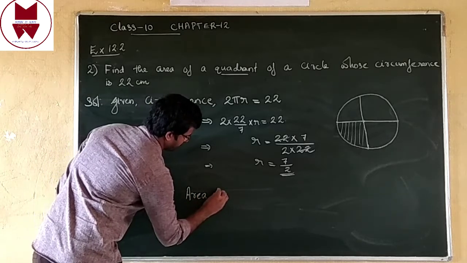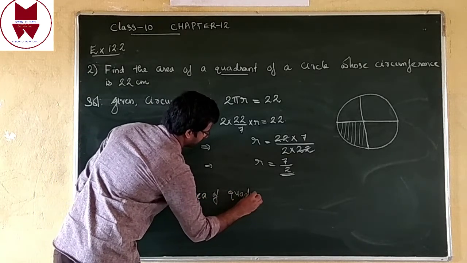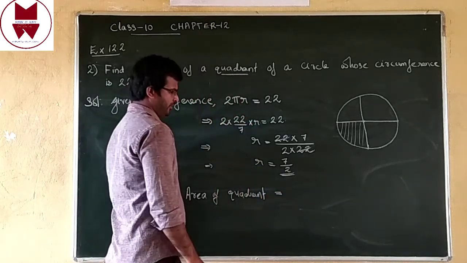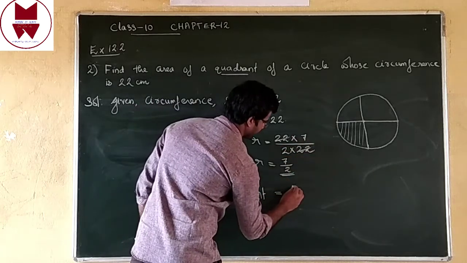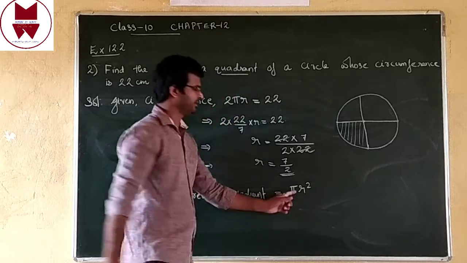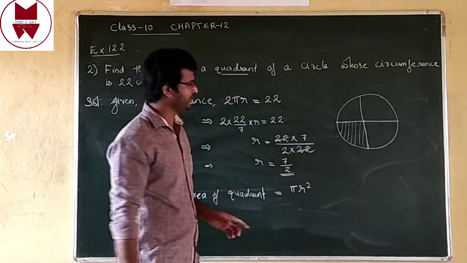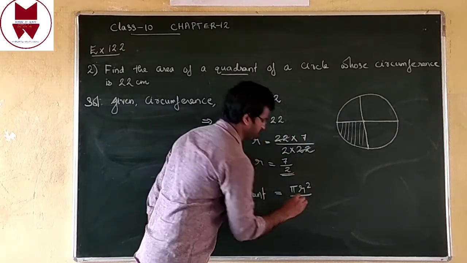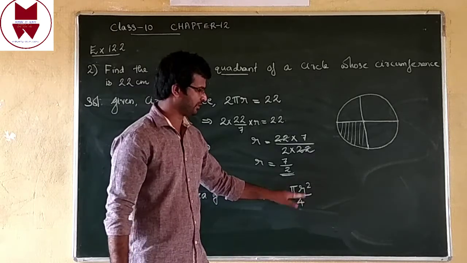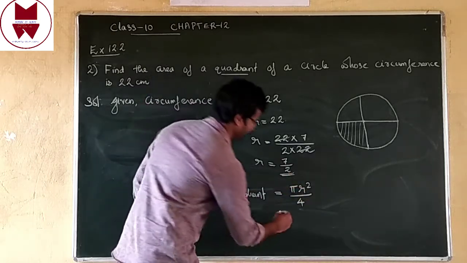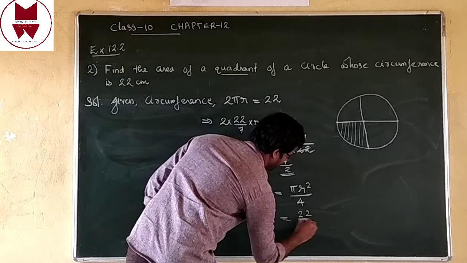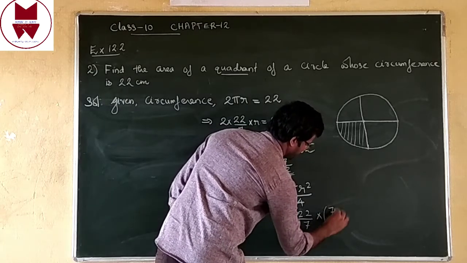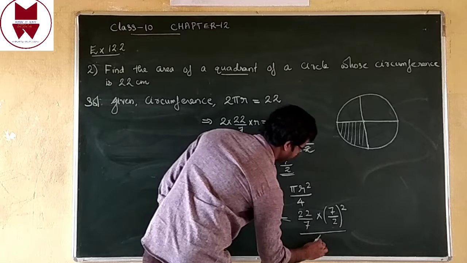Now area of quadrant. Area of quadrant is pi r square. What is this? This is the area of a circle. One circle we are dividing into 4 equal parts, then only we will get one quadrant. That means area of quadrant means pi r square divided by 4. Just divide by 4. That means area of one quadrant equal to pi means 22 by 7 into r square, means 7 by 2 all square, all divided by this 4.